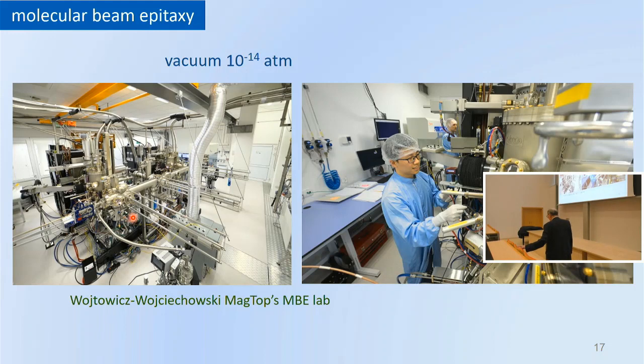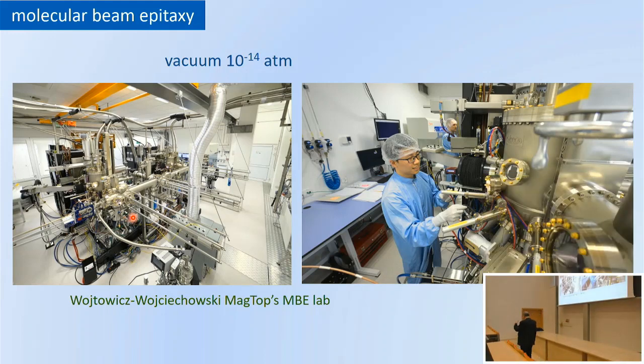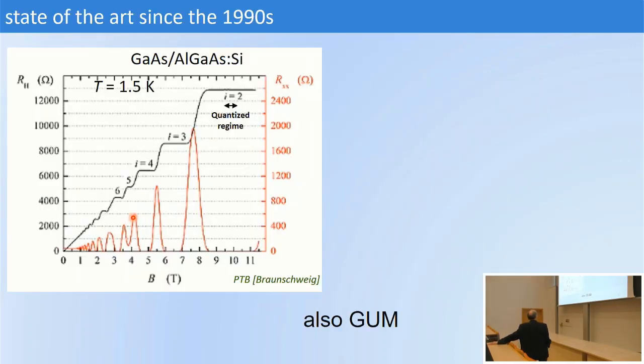Okay, nowadays we produce semiconductor heterostructures. Typically, you go to vacuum of 10 to minus 14 of atmospheres, and we put layer by layer. We have quantum structures, two-dimensional quantum structures. And if you go to the office which specializes in measures, Główny Urząd Miar, the National Institute of Measures in Warsaw, they have commercial gallium arsenide, aluminium gallium arsenide modulation-doped heterostructures.